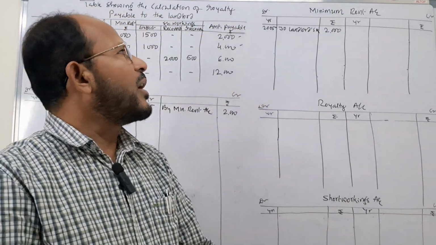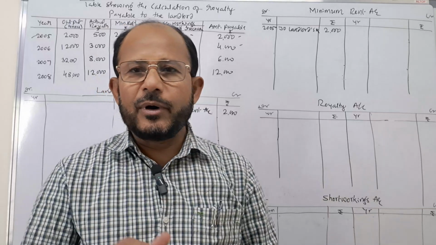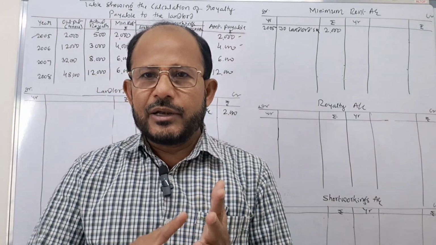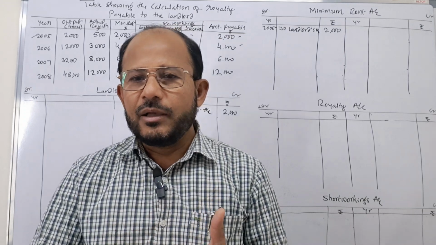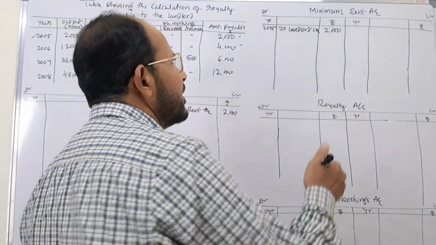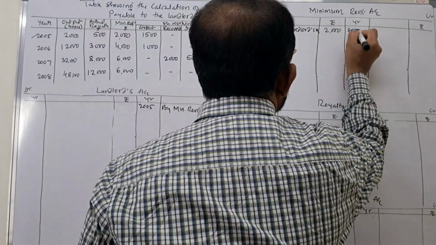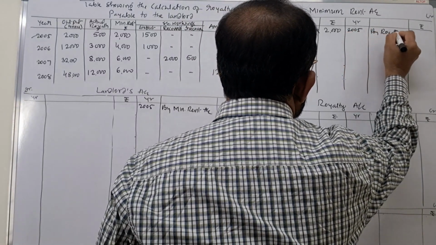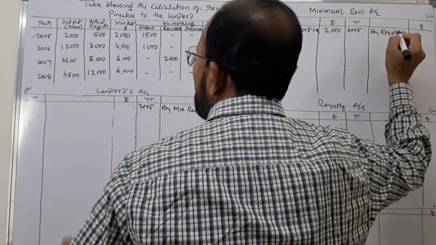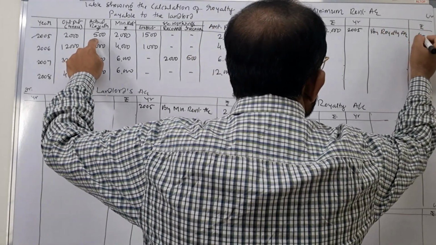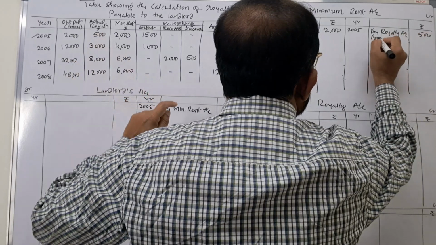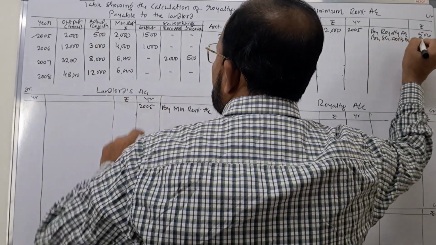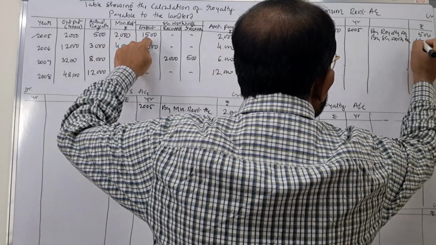Now, for closing the minimum rent account, we pass one entry. That entry is: royalty account is debited, short workings account is debited and minimum rent account is credited. That is a very simple thing. 2005, simply you write here by royalty account with the amount of actual royalty, rupees how much? 500. Next one is by short workings account with the amount of rupees 1500.